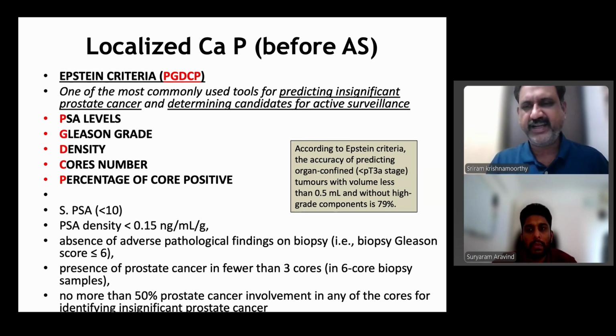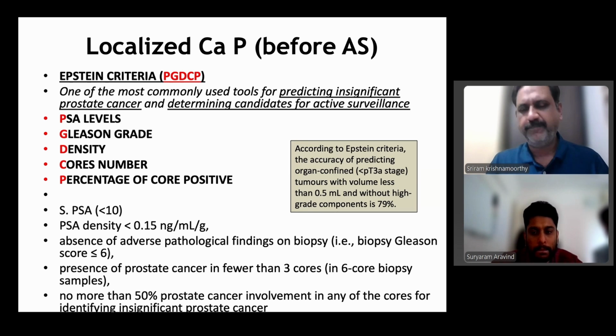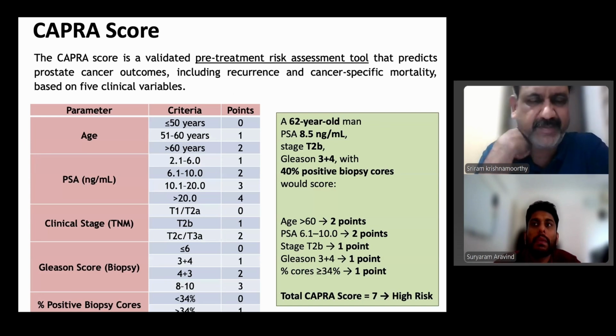These 5 criteria should be fulfilled before you put the patient on active surveillance. PGDCP. P for PSA, G for Gleason's grade, D for density, C for number of cores positive, and the final P for percentage of each core that is positive. If it's more than 50% core involvement, it is highly unlikely that this patient is a candidate for active surveillance. Next slide. So these 5 parameters you should remember.